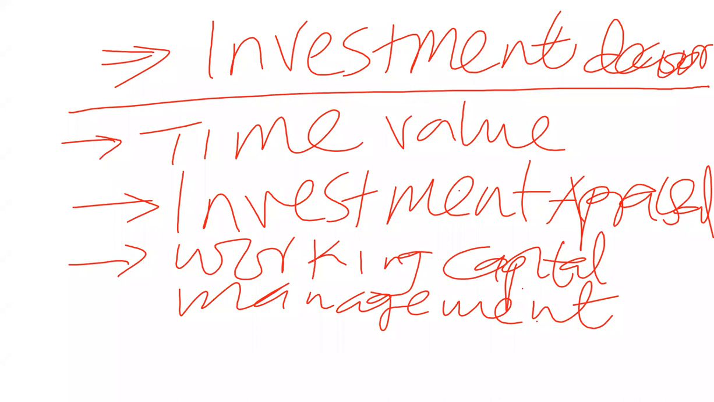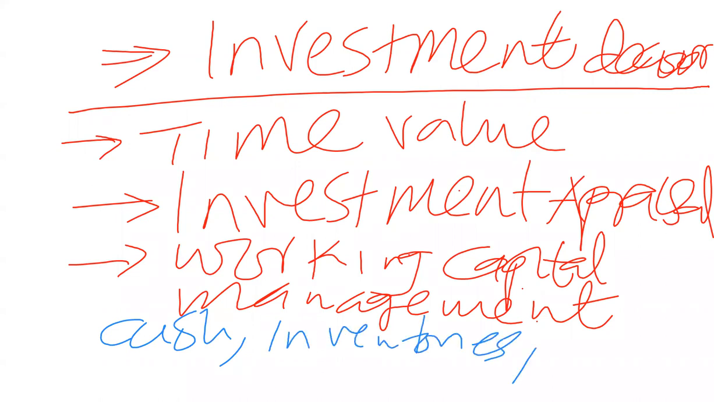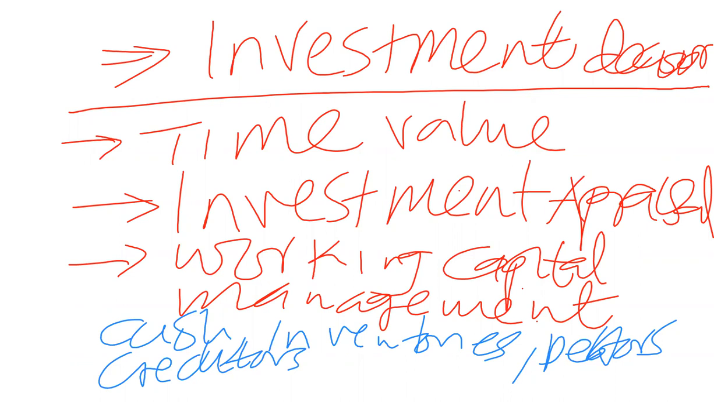Under working capital management, you are asking yourself questions such as, number one, how much cash? Let me start with cash. By the way, the key things that fall under working capital are cash, inventories, debtors, and creditors. These are the four things: cash, inventory, debtors, and creditors. When you start with cash, for example, you ask yourself, how much cash do we need to keep in the company? To what level should we have liquidity in the company? How much liquidity do we need?